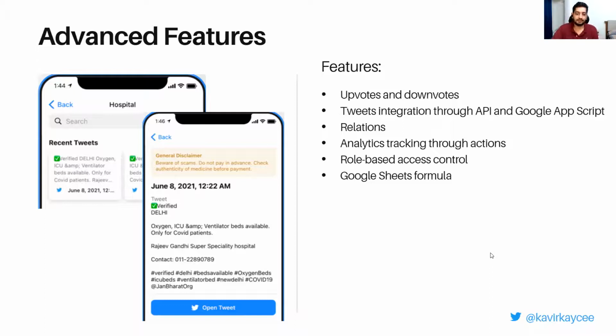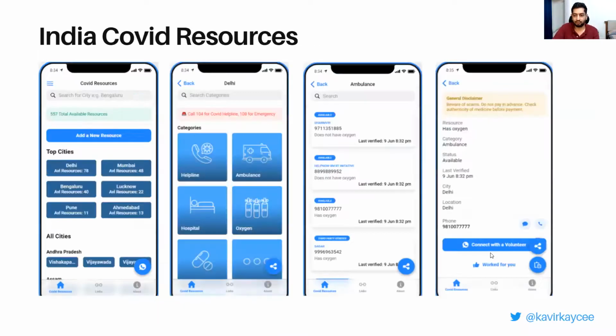Another example is the upward and downward buttons. For each resource, we had a button for whether it worked for them or whether the resource was unavailable. Because what was happening was that people were verifying these resources, and they were going out of date really soon. Because, hey, you have 5 oxygen cylinders, 5 people contact you, they're gone. So they're not relevant for the sixth person that comes up. So we allowed users to actually tell us whether it worked for them or not.